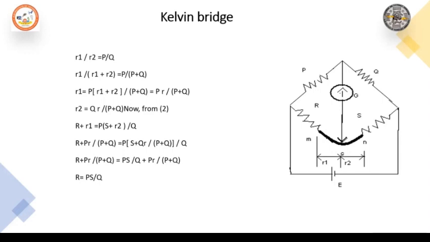Thus, the effect of the connecting lead resistance is completely eliminated by connecting the galvanometer to an intermediate position, that is, to an intermediate position C. This principle forms the basis of the construction of Kelvin's double bridge, which is popularly called Kelvin bridge.